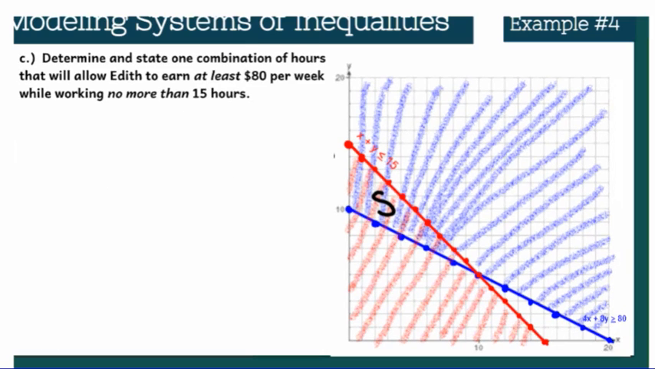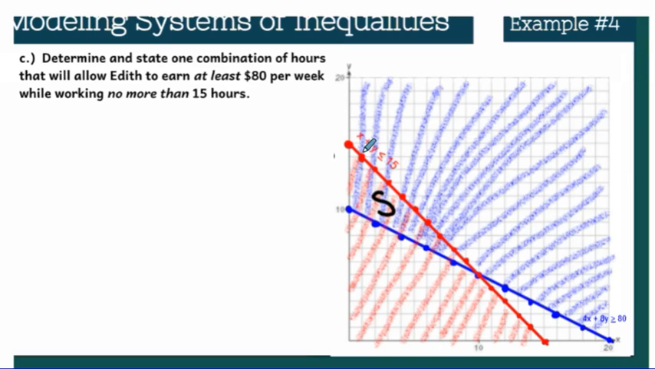Part C. Determine and state one combination of hours that will allow Edith to earn at least $80 per week while working no more than 15 hours. This just means to find a combination of hours or a point that will satisfy both of our inequalities. So we are looking for a point that is in our solution set.